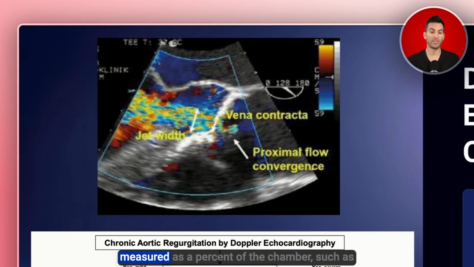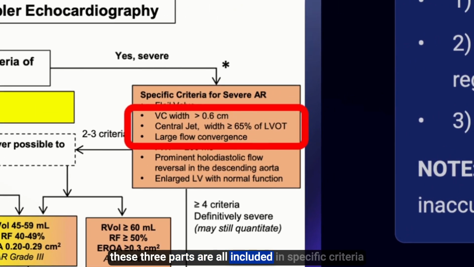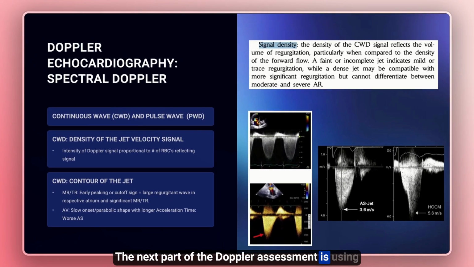And it's often measured as a percent of the chamber, such as the right atrium or left atrium, or the LVOT or RVOT. These 3 parts are all included in specific criteria for severe AR, such as a vena contracta width greater than 0.6 centimeters, a central jet with a width greater than 65% of the LVOT, or a large flow convergence.